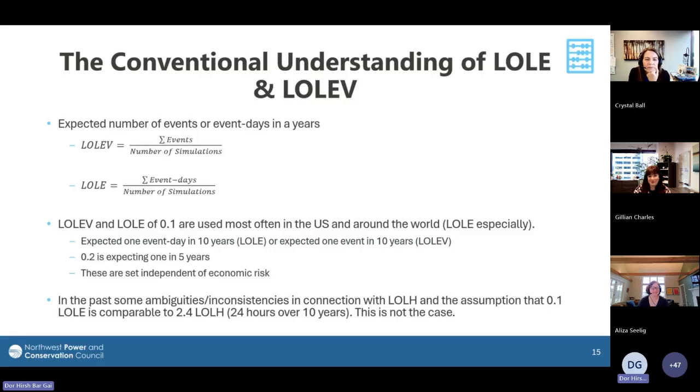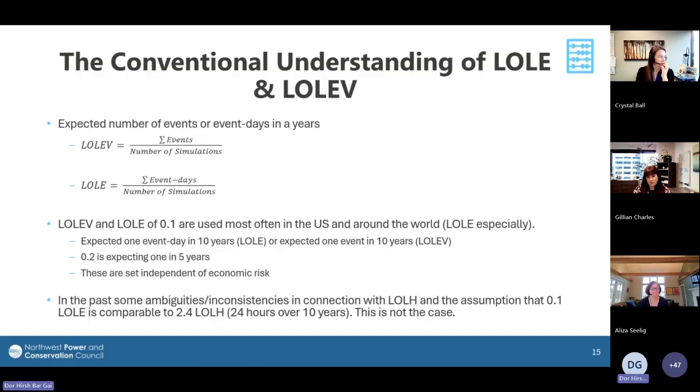There were some past ambiguities about connecting LOLH and LOLE, specifically comparing the 2.4 LOLH to 0.1 LOLE. They are not comparable. In hindsight, I didn't put the paper in the suggested readings, but after the break I can find the paper that colleagues and other people in the industry wrote clarifying this interpretation. So if you still find this comparison of 2.4 LOLH to 0.1 LOLE, it is not apples to apples.